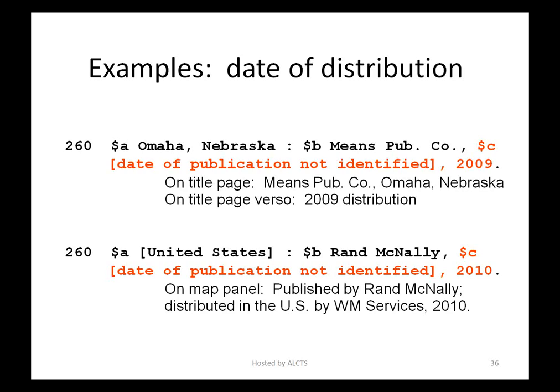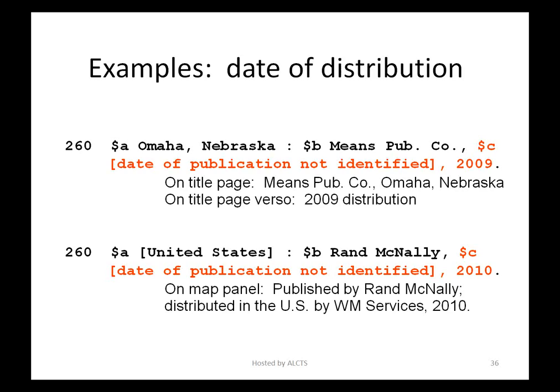Now one of the problems that they're talking about within the MARC community is that you can't record this data right now in discrete subfields, or in some way to really make it clear that the 2009 recorded in this 260 is the distribution date and not something else.